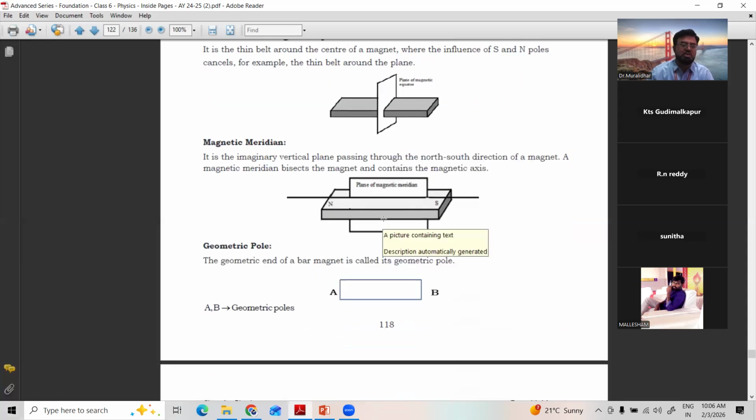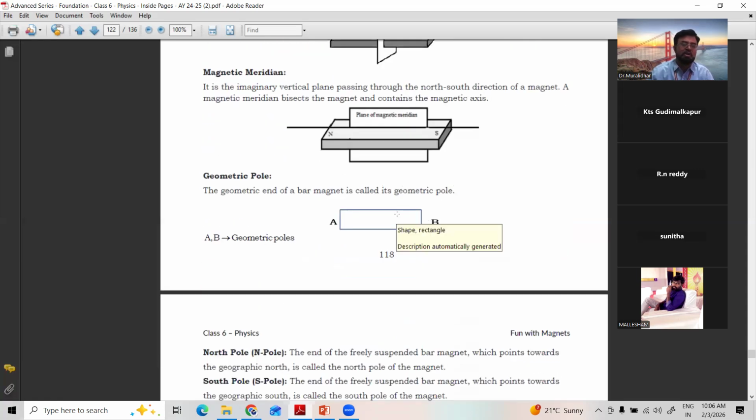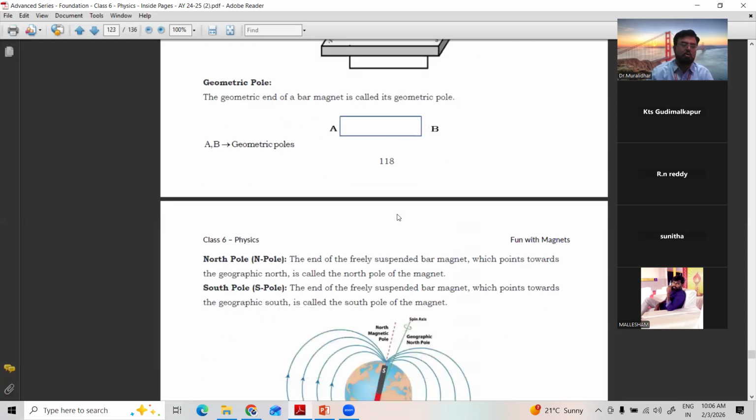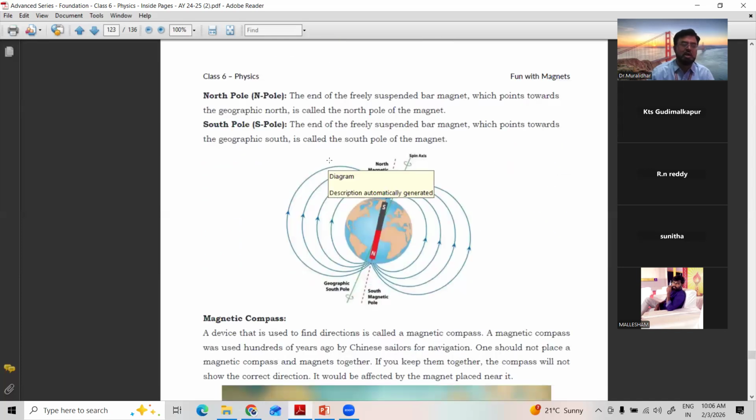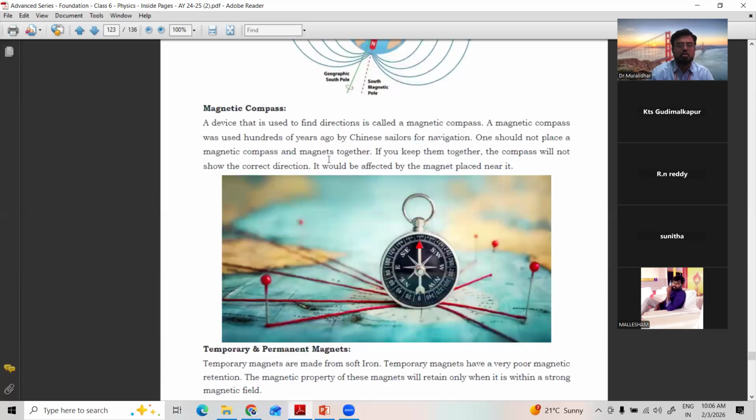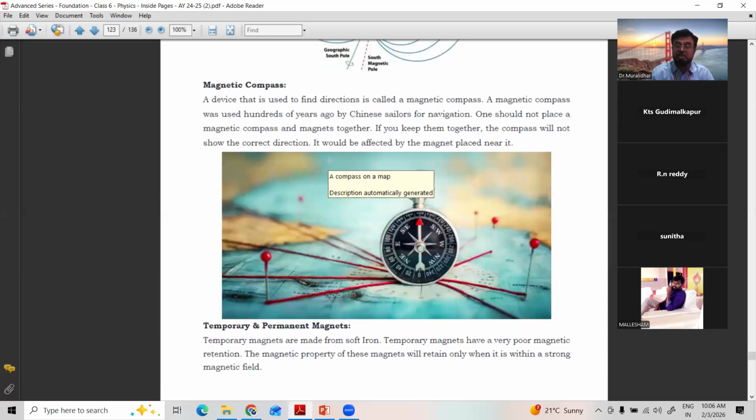Okay, so we have seen what a magnetic meridian is and what the geometric pole is. Separately, we discussed what the north pole and south pole are. And the magnetic compass, a very important one, which we discussed in the last class, is commonly used to show direction.